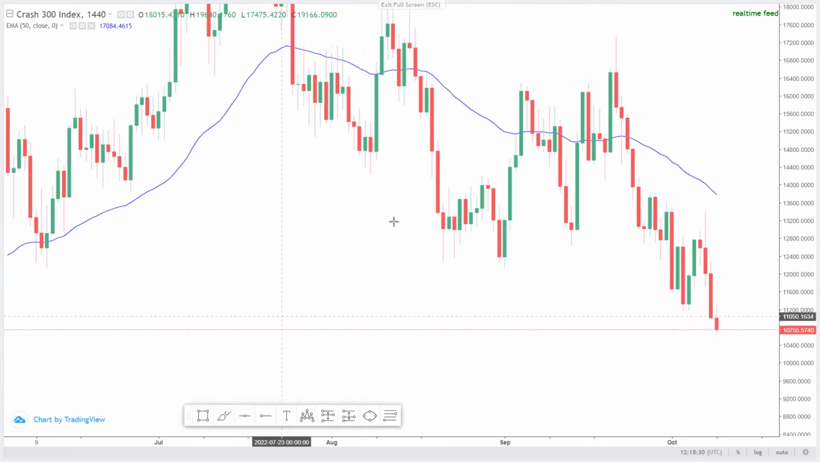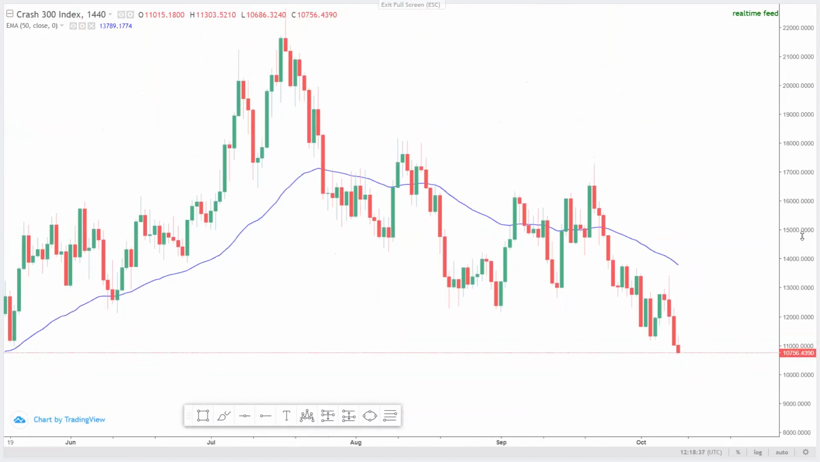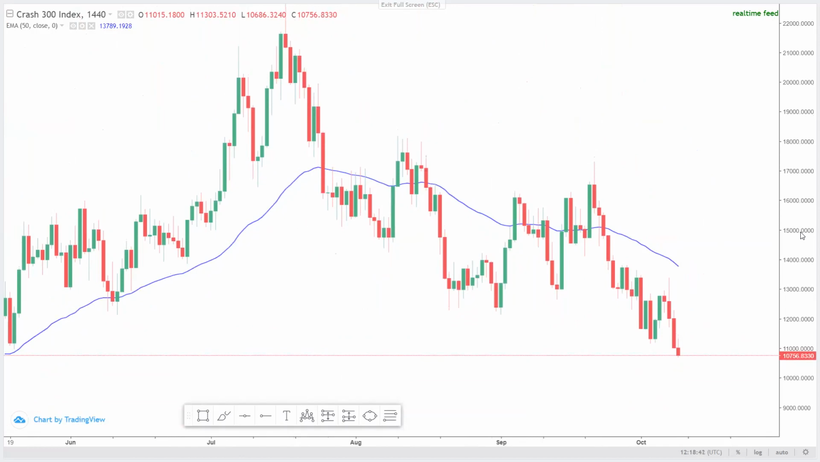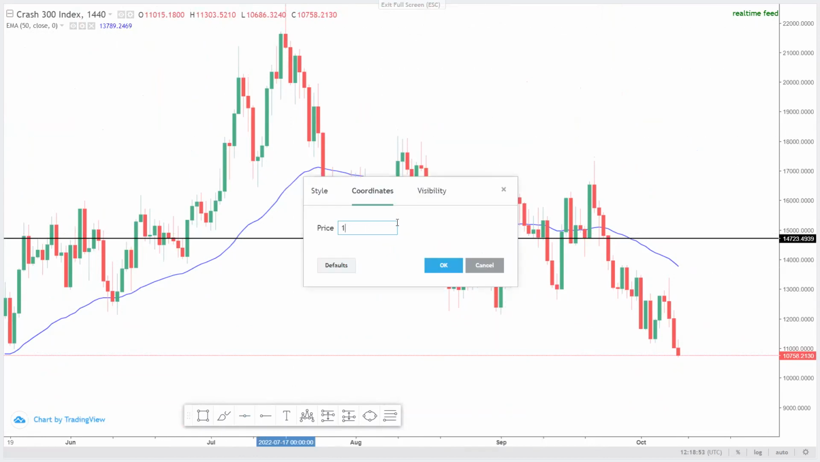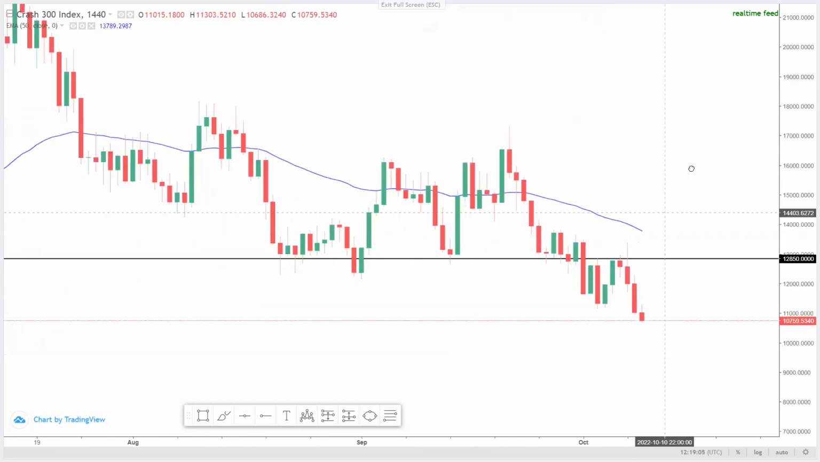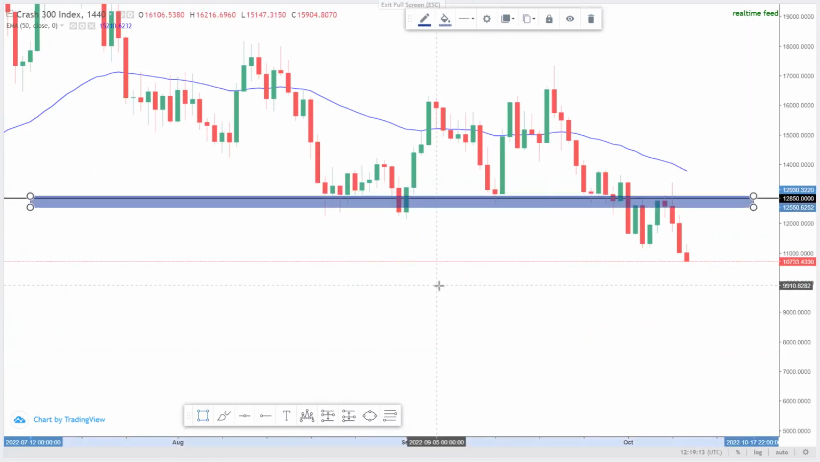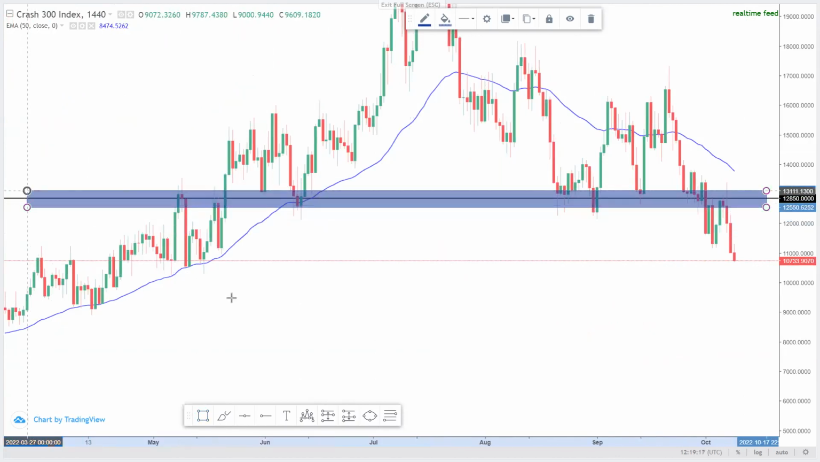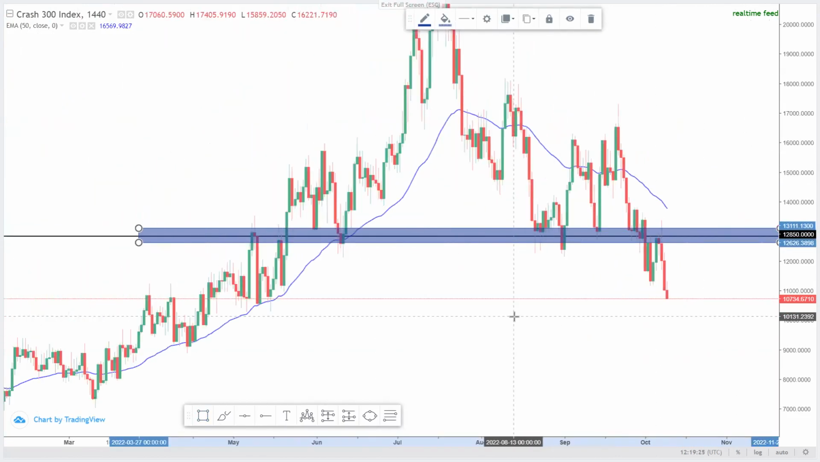So on Crash 200 index, what I did notice, at the time we took the trade, we had the daily time frame coming to a very key level, somewhere around 12850, which is a psychological level.